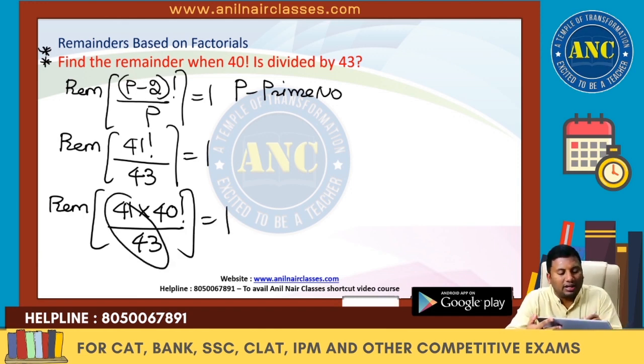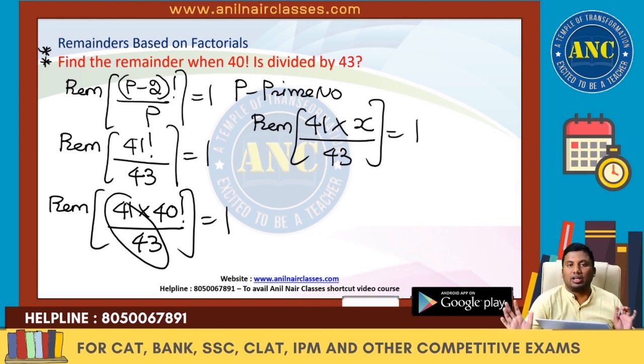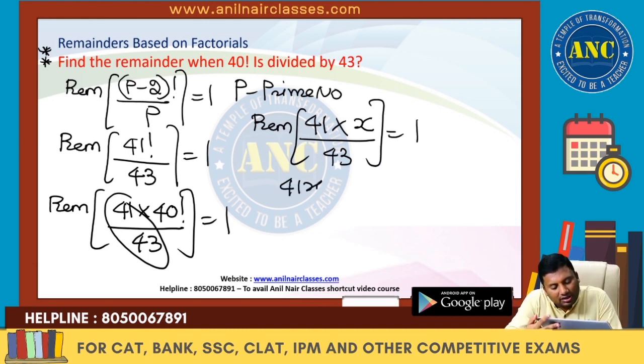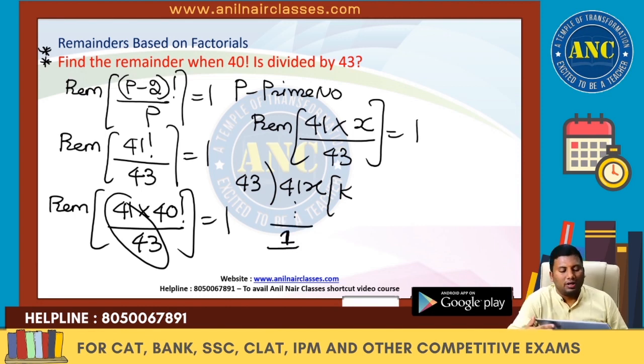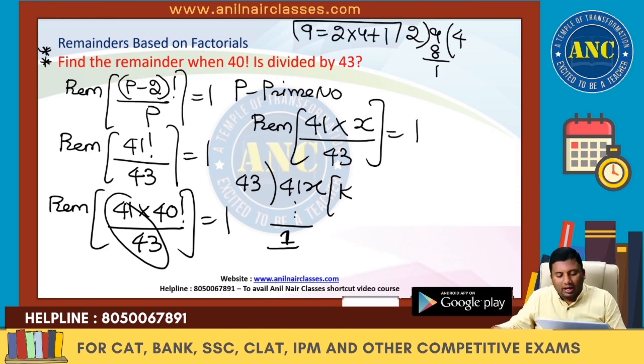41 divided by 43 is 41. 40 factorial divided by 43 is x. When I further divide by 43, the remainder will not change. Till here clear? 41x is divided by 43. We don't know the quotient, but we know that the remainder is 1. Are you all with me? So, 9 when divided by 2, 2 fours are 8, remainder 1. So, 9 is 2 into 4 plus 1. Similarly, here it will be.